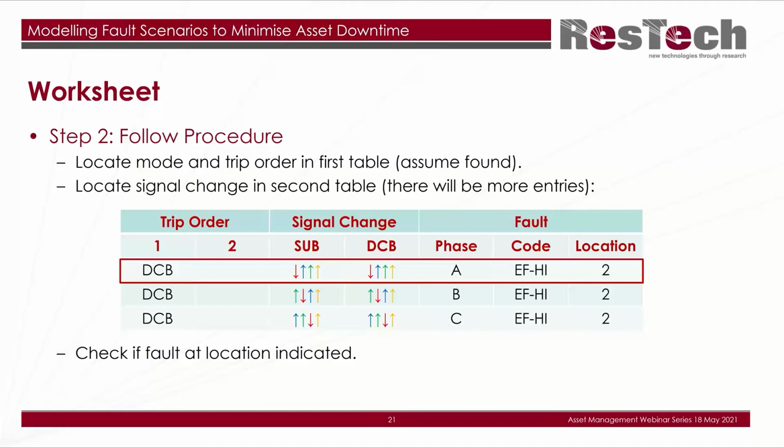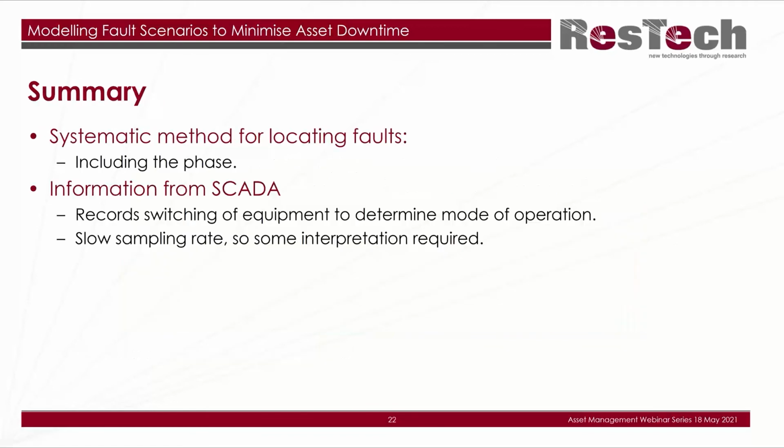If it is, great. If it isn't, there are other things we can do to try and use the information to find where the fault might be. But once again, for the more common type of faults, it will actually find it. Okay. So just as a summary for that, I think you can agree that it's a very systematic method for locating faults. We just followed a very simple procedure, and we found the fault quite quickly without having to do anything other than effectively looking at what the SCADA information would actually give us.